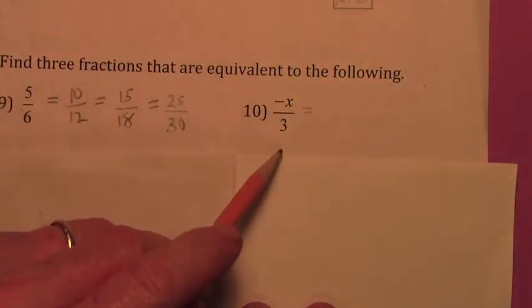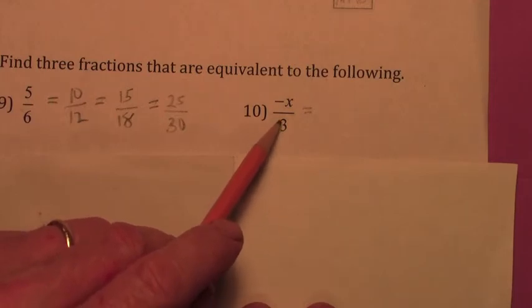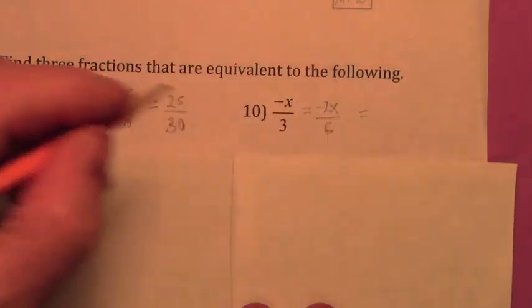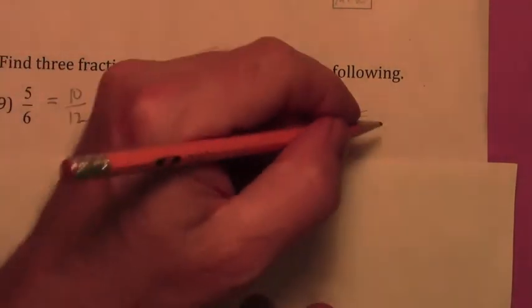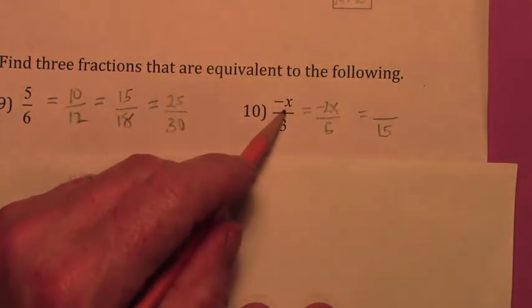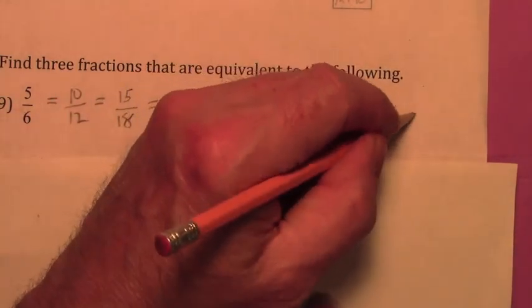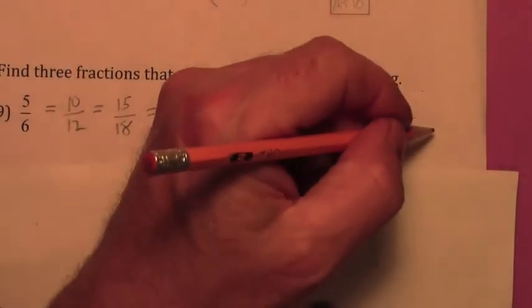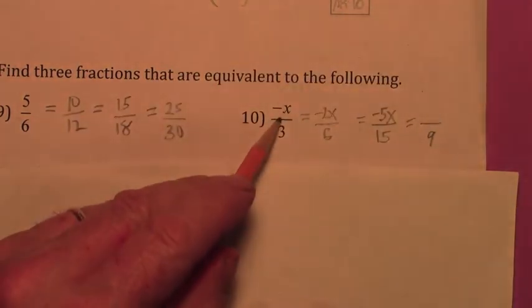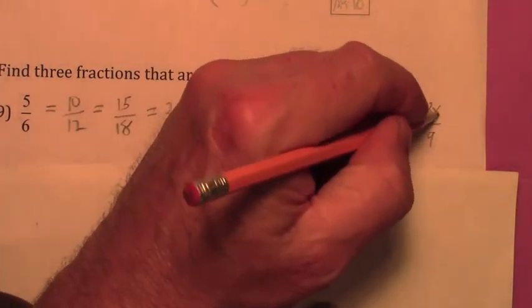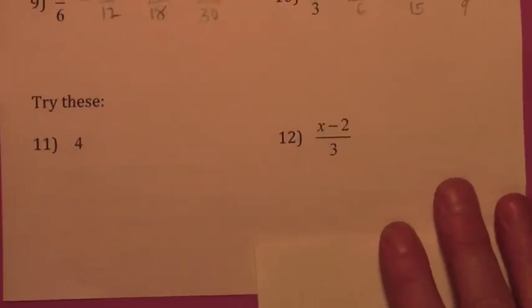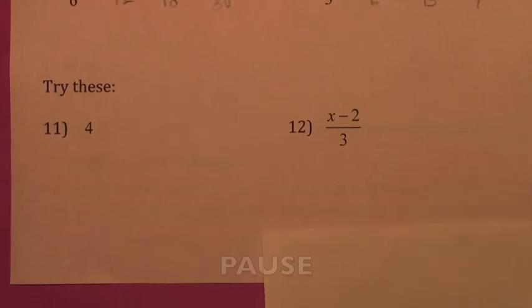Now this one, find 3 equivalent fractions. Let's multiply top and bottom by 2. Let's see, 2 times 3 is 6. What's 2 times negative x? Negative 2x. Let's multiply top and bottom by 5. You'd get 15. What's negative x times 5? It'd be negative 5x. And one more. What if you multiply top and bottom by 3? So that'd be 9 on the bottom. What do you get when you multiply the top by 3? Negative 3x. There's lots of answers. So your answers on the homework might look different than the ones in the book. Okay, go ahead, hit the pause button, and we'll go over these in just a minute.